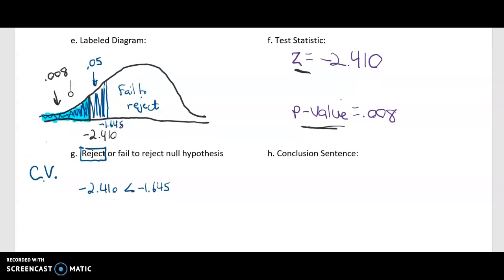Now, using our p-value method, we compare our p-value to alpha, which is 0.05 in this problem. And our p-value is 0.008, which is less than alpha. If p is low, the null must go. So we reject our null hypothesis.